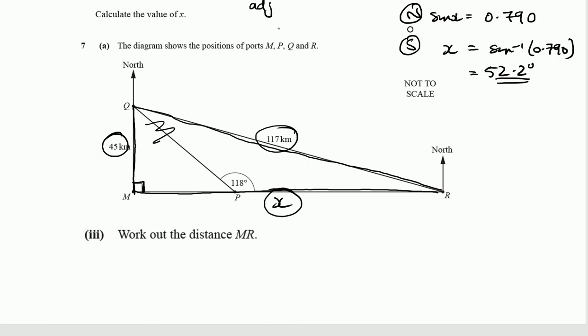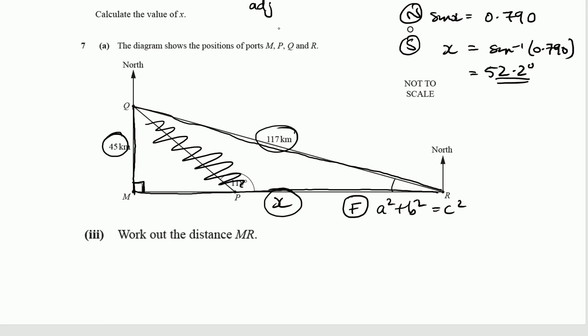None of this stuff in the middle actually really matters for this question. It mattered for earlier parts of the question, but it doesn't matter now. So don't get intimidated if there's a lot of information. Look for the things that you need, the things that you're interested in, and see what you can do with them. So this is a Pythagoras theorem question because I'm interested in this side and I have the other two.